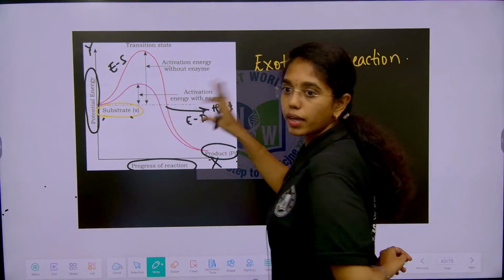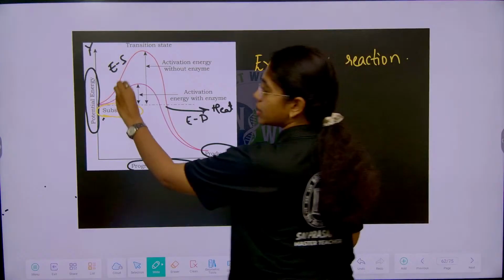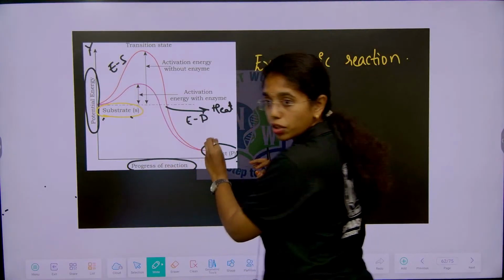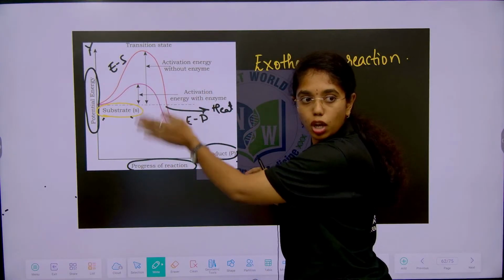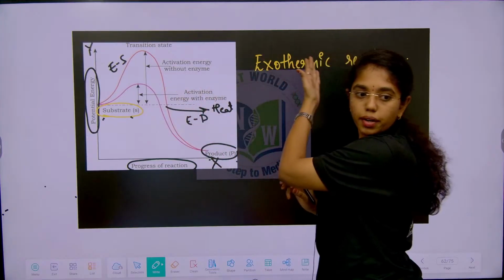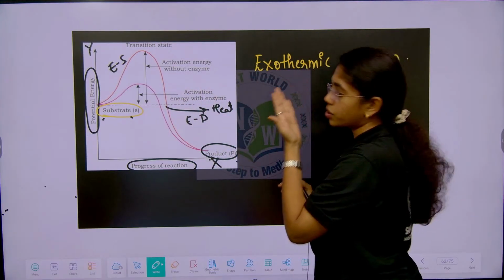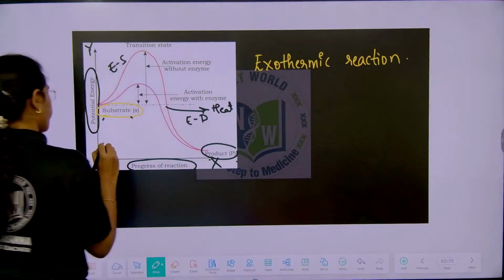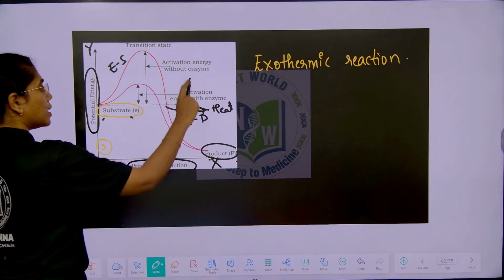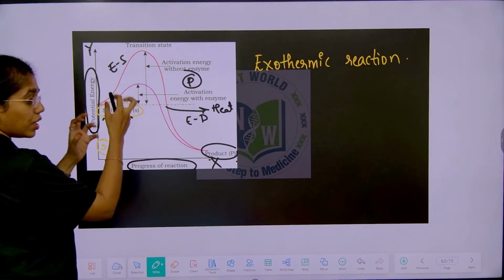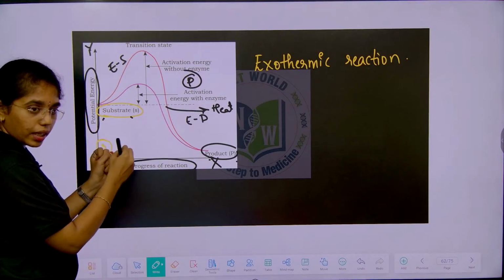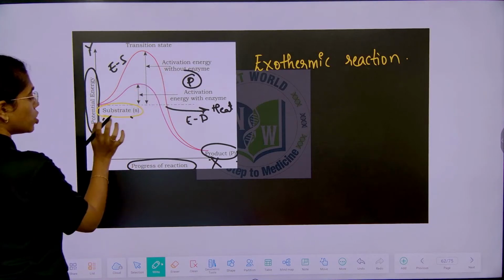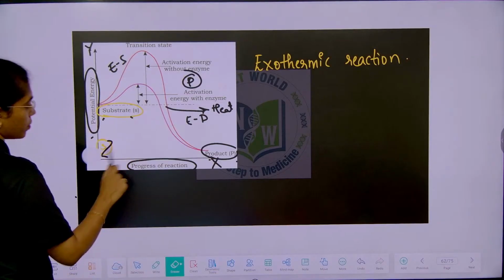Simply by looking at the graph you can say, if the substrate has high potential energy and the product has low, it means heat is lost in the course of the reaction. That is an exothermic reaction. If the substrate is here somewhere and the product is here, where energy is required, gaining energy, this is an endothermic reaction.